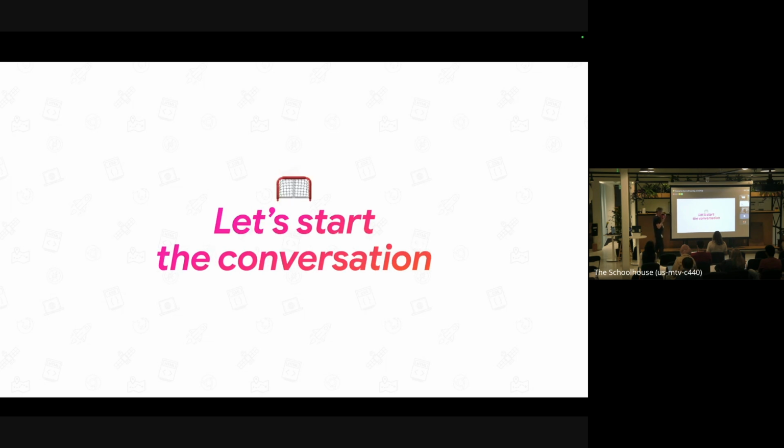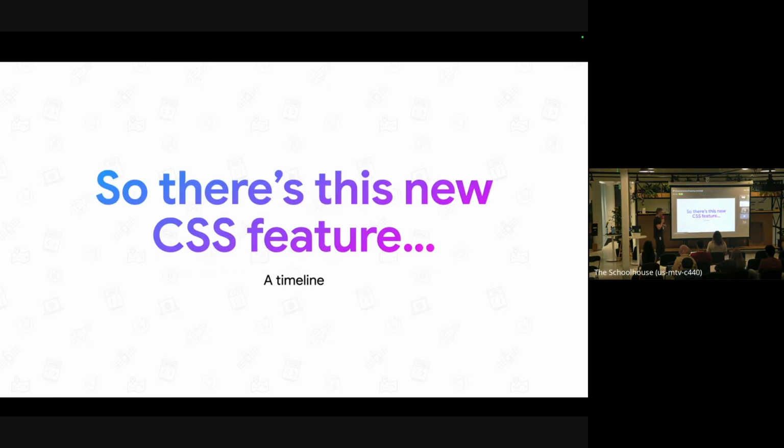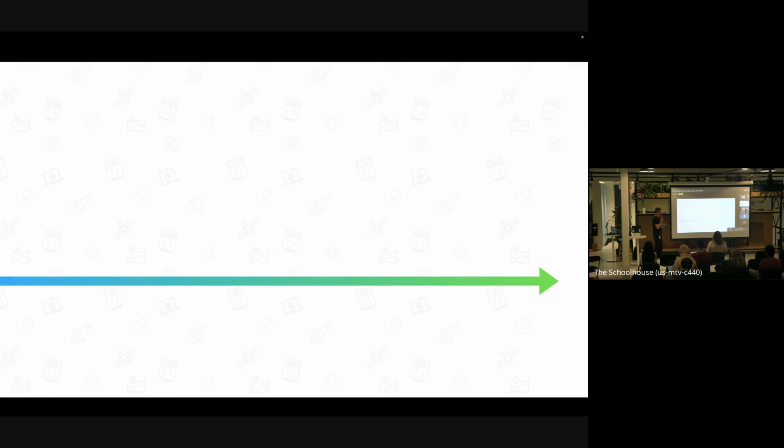So the goal of this talk is to start a conversation about a problem that the web in general is having, and maybe hopefully we can come up with a solution. There's this new CSS feature that your team has built. Amazing, we'll ship it. And typically the timeline looks something like this, where yay, it's in Chrome or Chromium.